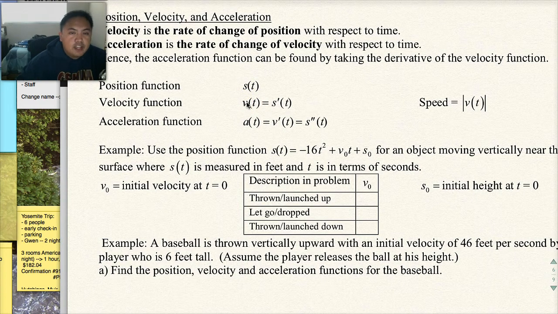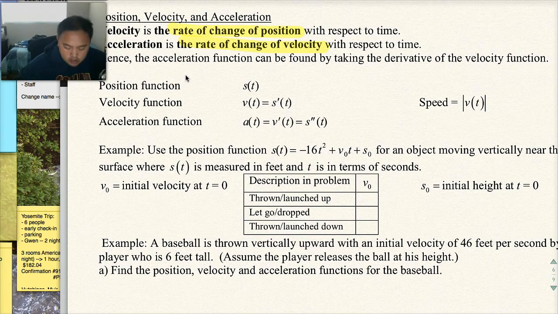Or in other words, if I know where something is at a certain time, I can tell you how fast it's going. By the same token, if I take the derivative of the velocity, I can tell you how fast the acceleration is at any given point. So velocity is the rate of change of position. Acceleration is the rate of change of velocity.